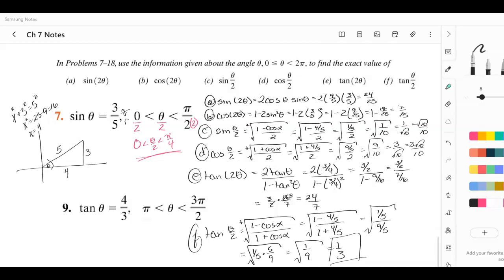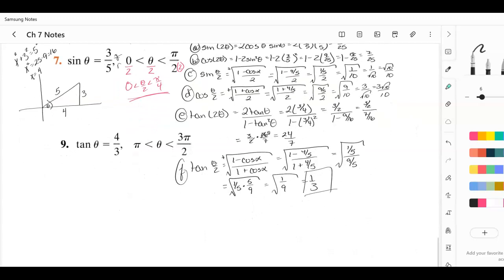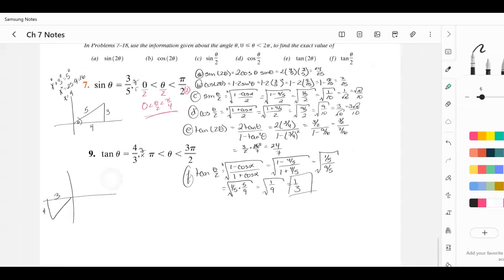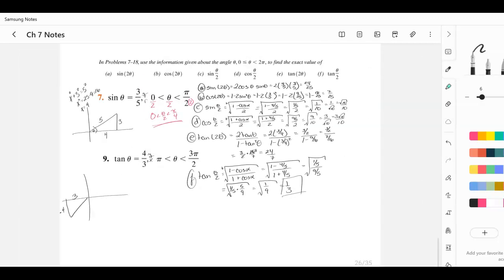So let's look at some of the pieces for number 9. First thing you're going to want to do is draw a picture. We know theta is between pi and 3 pi/2, which puts us down here in the third quadrant. Tangent is y/x. So our y here and our x here. Now think about where this lives. That means these values have to be negative. So this needs to be a -4 and this needs to be a -3. And we know this is a 3, 4, 5 triangle.